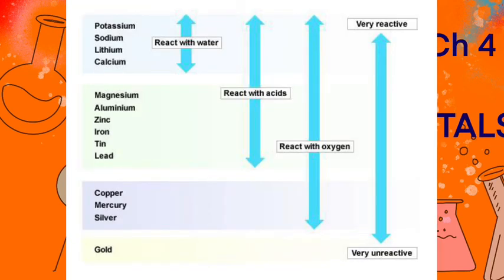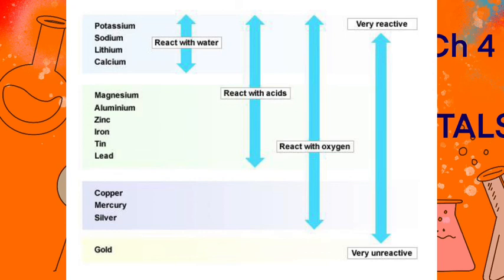This is a table which will help you to remember which metals react with which things, like sodium, potassium, lithium and calcium readily react with water. Then potassium, sodium, lithium, calcium, magnesium, aluminum, zinc, iron, tin and lead, they react with acids. Copper, mercury, silver and the above metals, they react with oxygen. Gold is non-reactive, a very unreactive, inert type of metal, so it will not react with any of these.